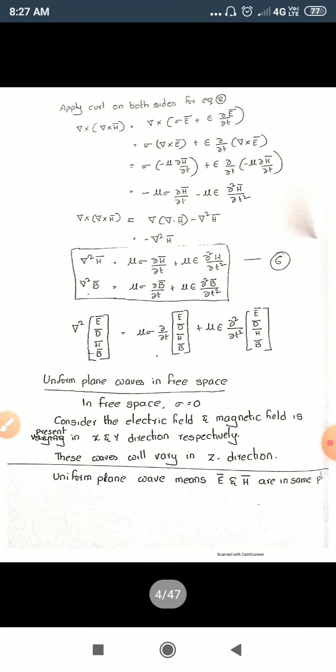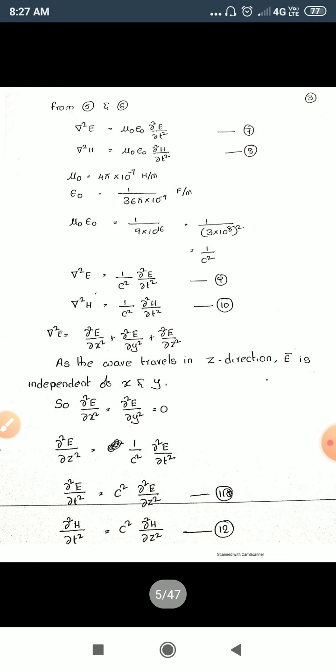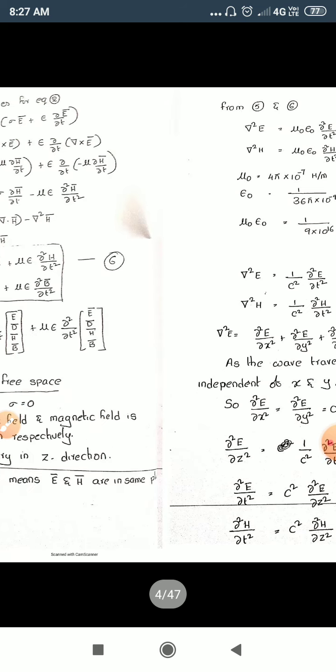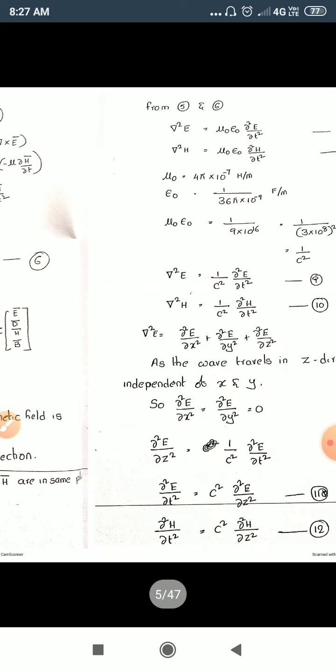Now look at here, in the previous offline class we have completed these two. So what is this wave equations. So after that, for the uniform plane wave, we will take two conditions. Here the wave is in free space, consider the electric field and magnetic field are present, and the wave is propagating along the z direction.